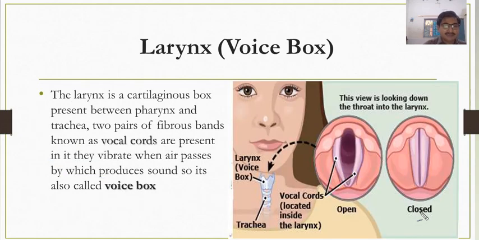Larynx. The larynx is sometimes called the voice box or sound box. It is the uppermost portion of the airway below the pharynx. When we see the larynx in cross section, there are two pairs of fibrous bands known as vocal cords. When these vocal cords vibrate, sound is produced. Therefore it is known as the voice box or sound box. Sometimes MCQs come in the exam asking which is the sound box of humans: the larynx. So this is the open position and the closed position.